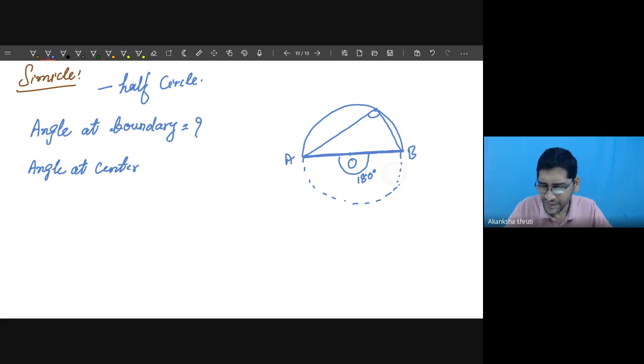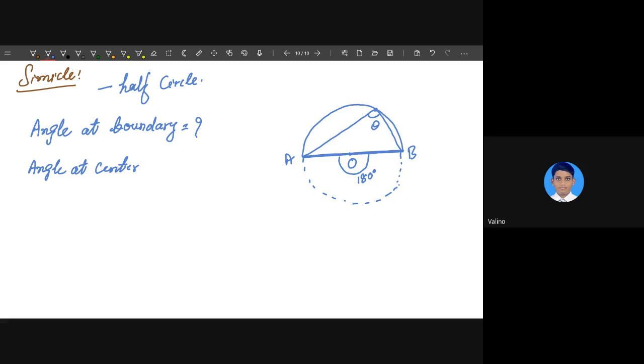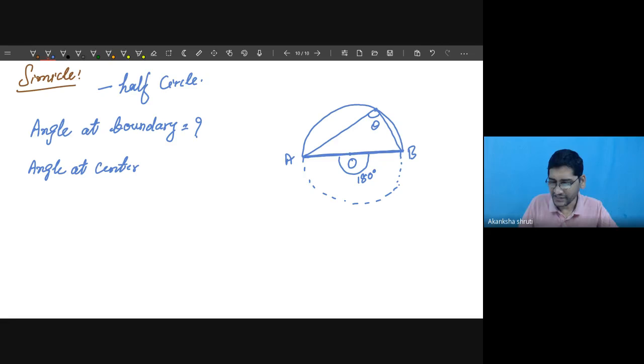Yes, student, can you tell me? 180 minus theta. Where is that? I am asking for the angle at point P. Student, for that you need to use the relation that what is at the center, it is our alpha. Since the angle at center alpha is twice the angle at the boundary, means twice of theta.